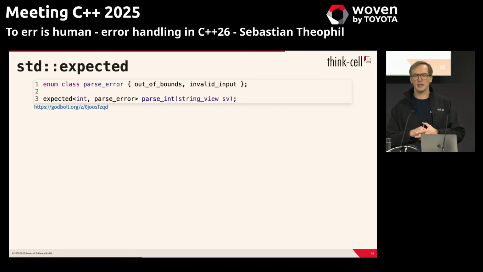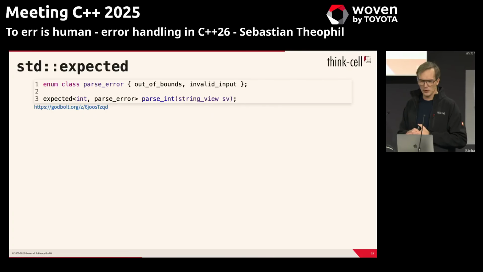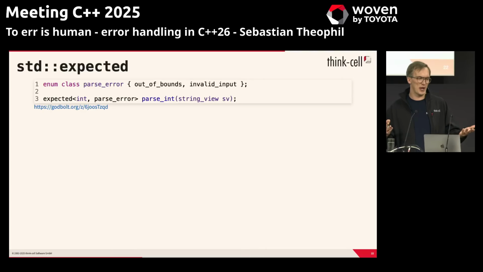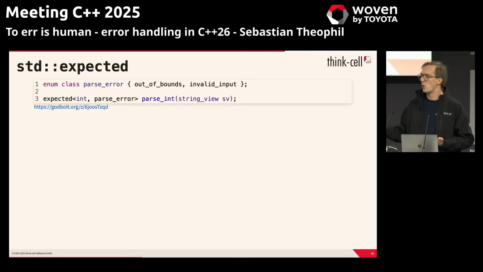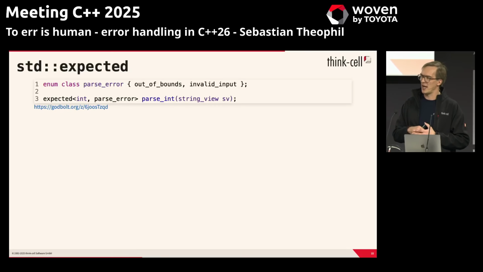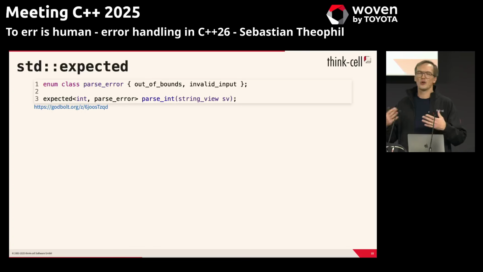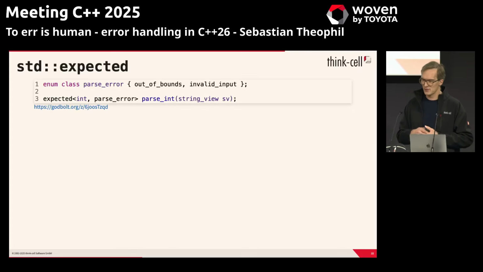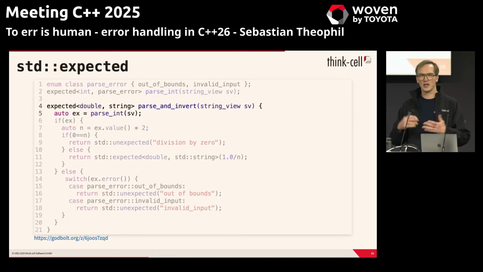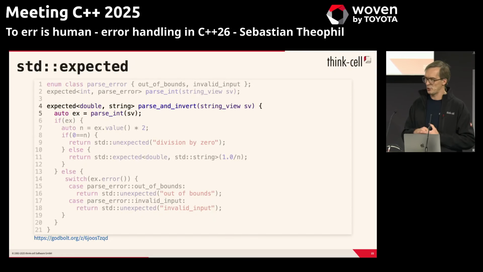So here's everybody's favorite error handling example, parsing an integer. I have a simple function that parses an integer from a string view, and it now returns an expected, which is either the integer or a parsing error. For simplicity, my error is just an enumeration. But here I'm not so interested in handling the errors in parsing themselves, but I want to process the return value further. So I'm parsing an integer, and now I want to return 1 divided by that integer.